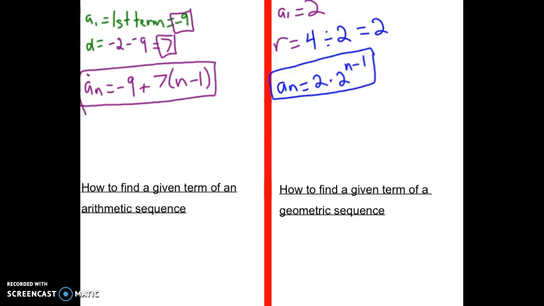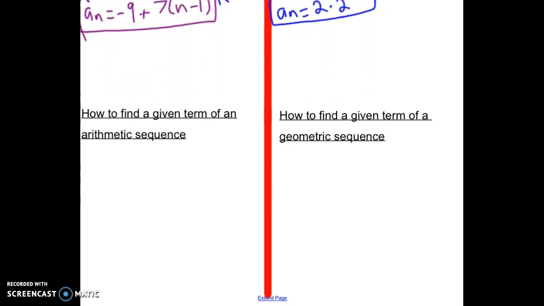All right, to finish this packet off, how to find a given term of an arithmetic sequence once you have the explicit formula. So, I'm going to do arithmetic and I'm also going to do geometric, and then we're going to finalize the objectives for this piece of learning by also talking about how to find the first four terms of a sequence if given the explicit formula. So I'm going to use these two explicit formulas, one right here and one right here. Arithmetic first we're going to do.